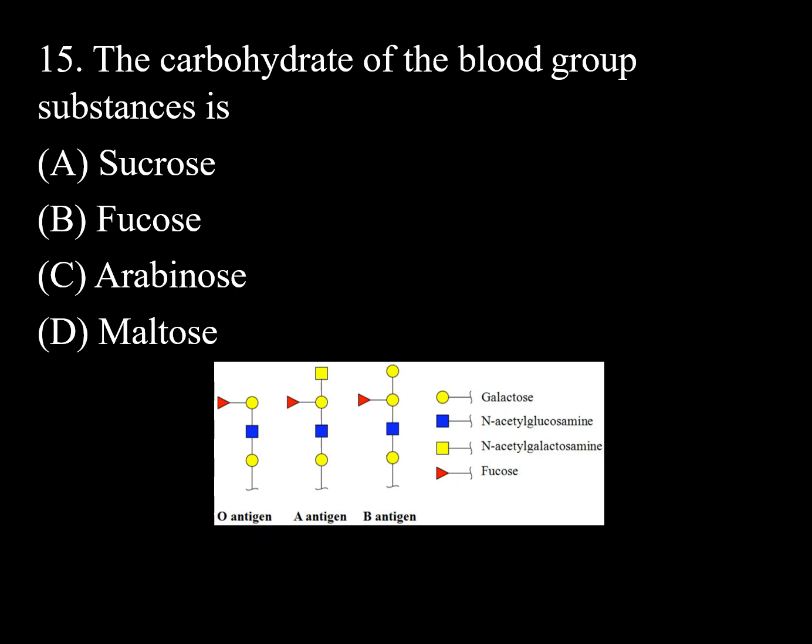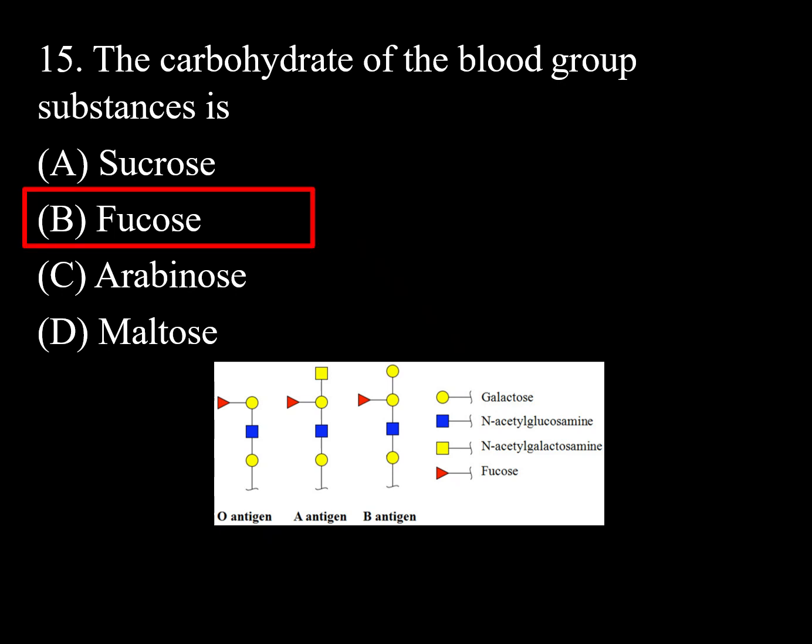Question number 15. The carbohydrate of the blood group substances is: A. Sucrose, B. Fructose, C. Arabinose, D. Maltose. Which one among the following carbohydrates is found in the blood group? The right option is fructose.